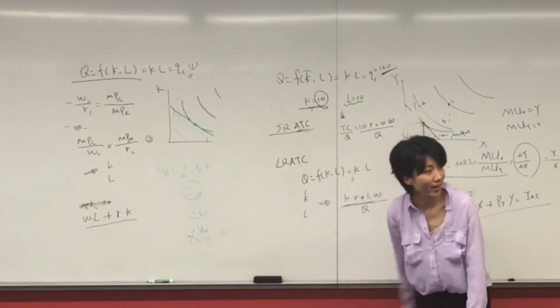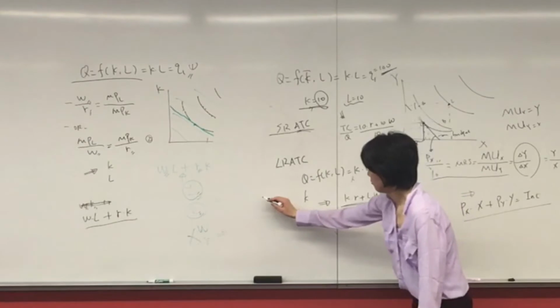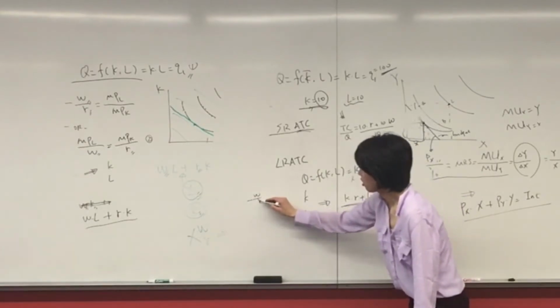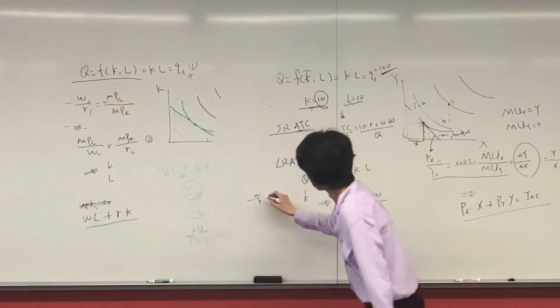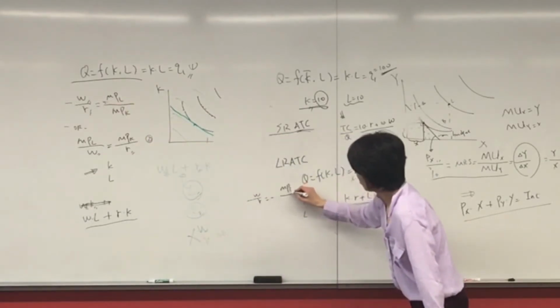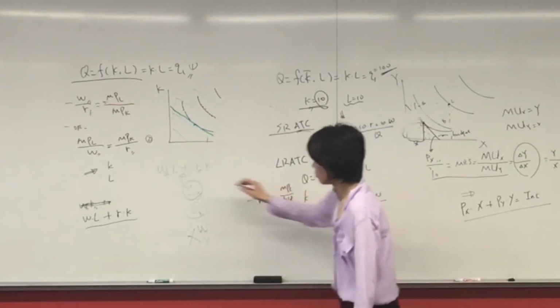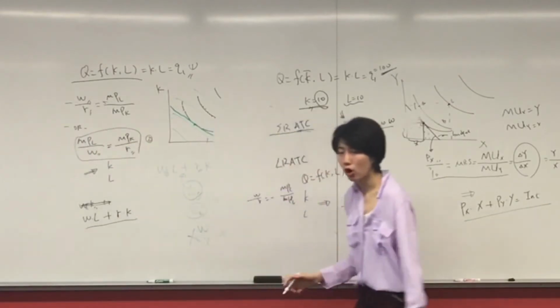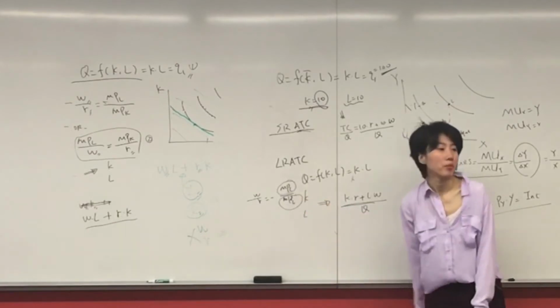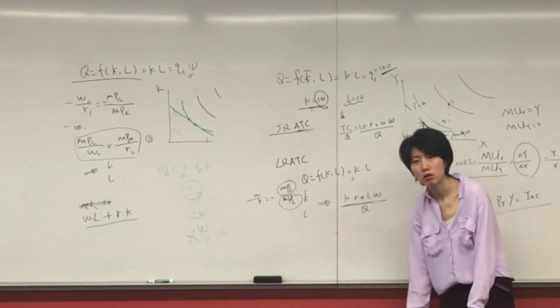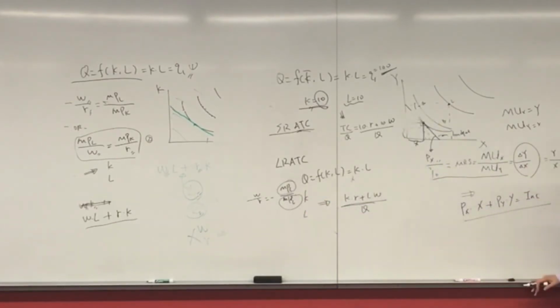Same thing, right? That's negative W over R equals negative MPL over MPK, or you use this equation. You will be given this MPL, MPK. You don't need to solve any derivative. Okay. Any questions so far?